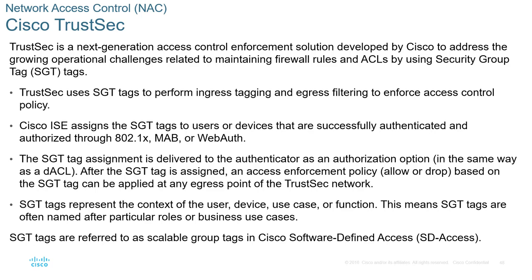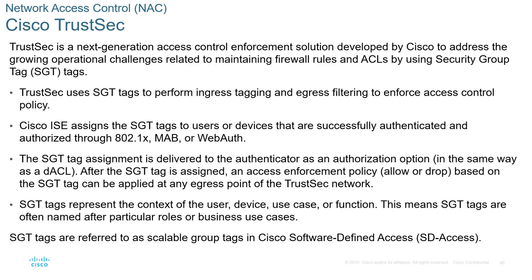Cisco ISE assigns the SGT tag to the users or devices that are successfully authenticated and authorized by either 802.1x, MAB, or WebAuth. The tag itself is an assignment, basically delivered to the authenticator as an authorization option, in the same way a dynamic ACL would be used. So after the tag is assigned, access enforcement policies either allow or drop traffic based off of the tag.